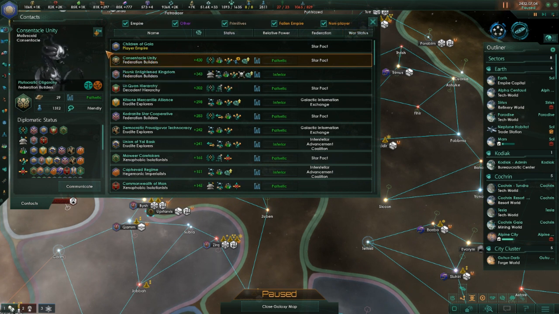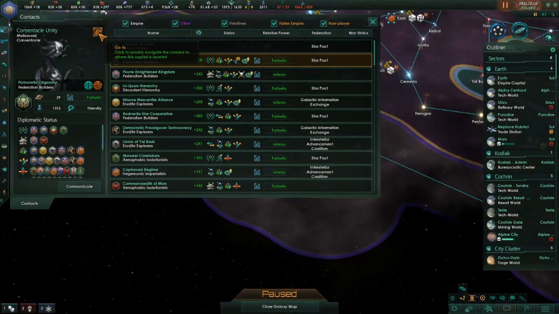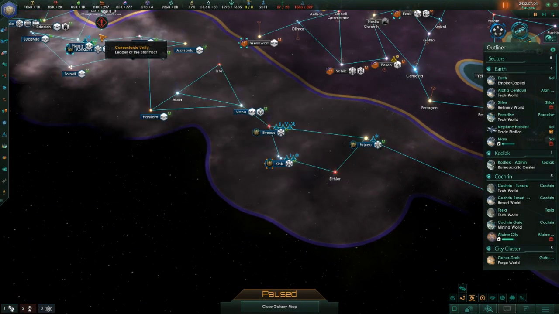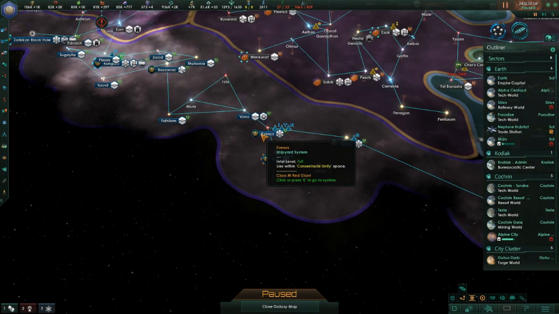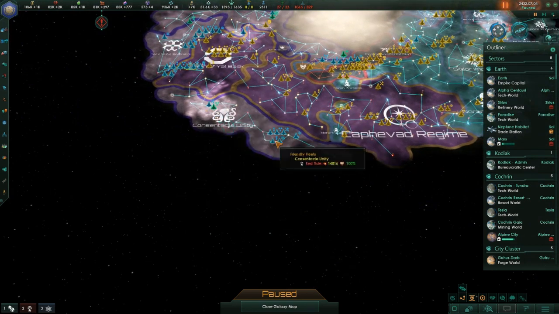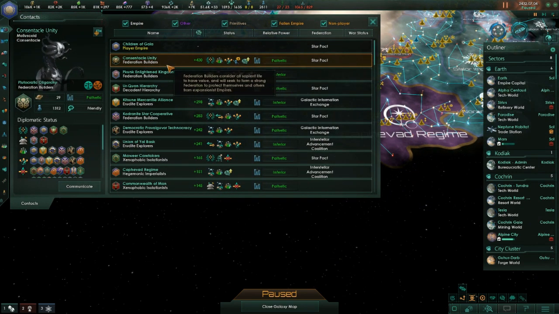Now, Consentient Unity. This little camera option up here shows a little camera with a target. If I click on it, it says Go To. Boom, the whole screen moved. And here we are, the Concenticles, right here in the corner. Now, I want to communicate with the Concenticles.